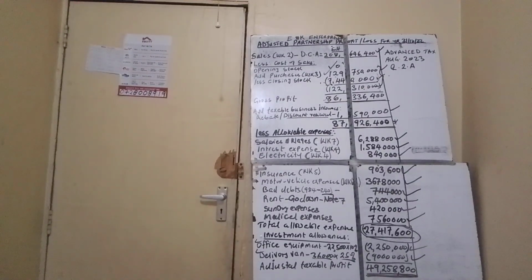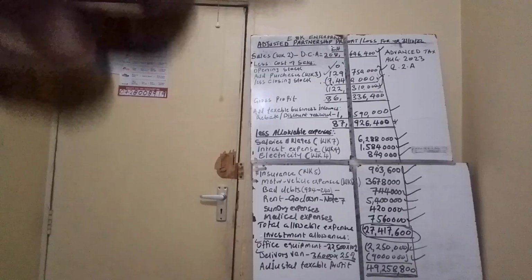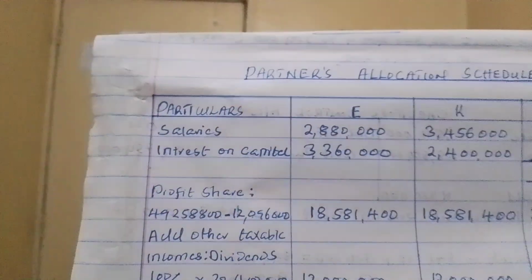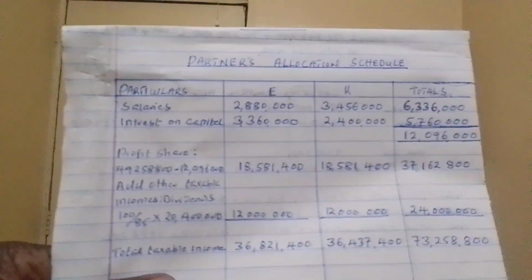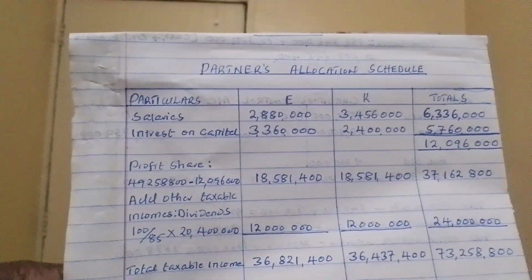Now let's go back straight away to solve that. I have done it separately. I've done that distribution schedule on a separate piece of paper. I believe it will help you to understand. Now, note, this is how your distribution schedule will look. Try to see that.